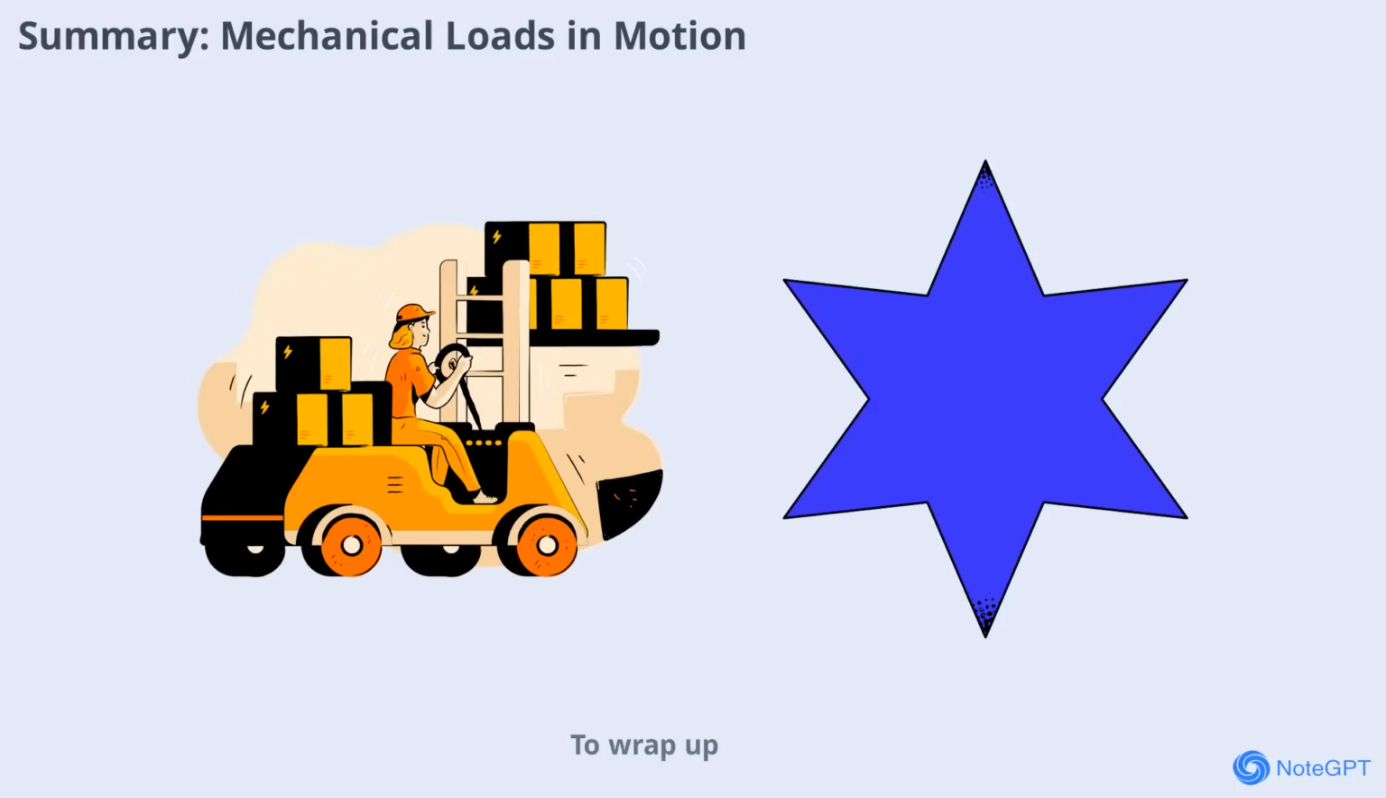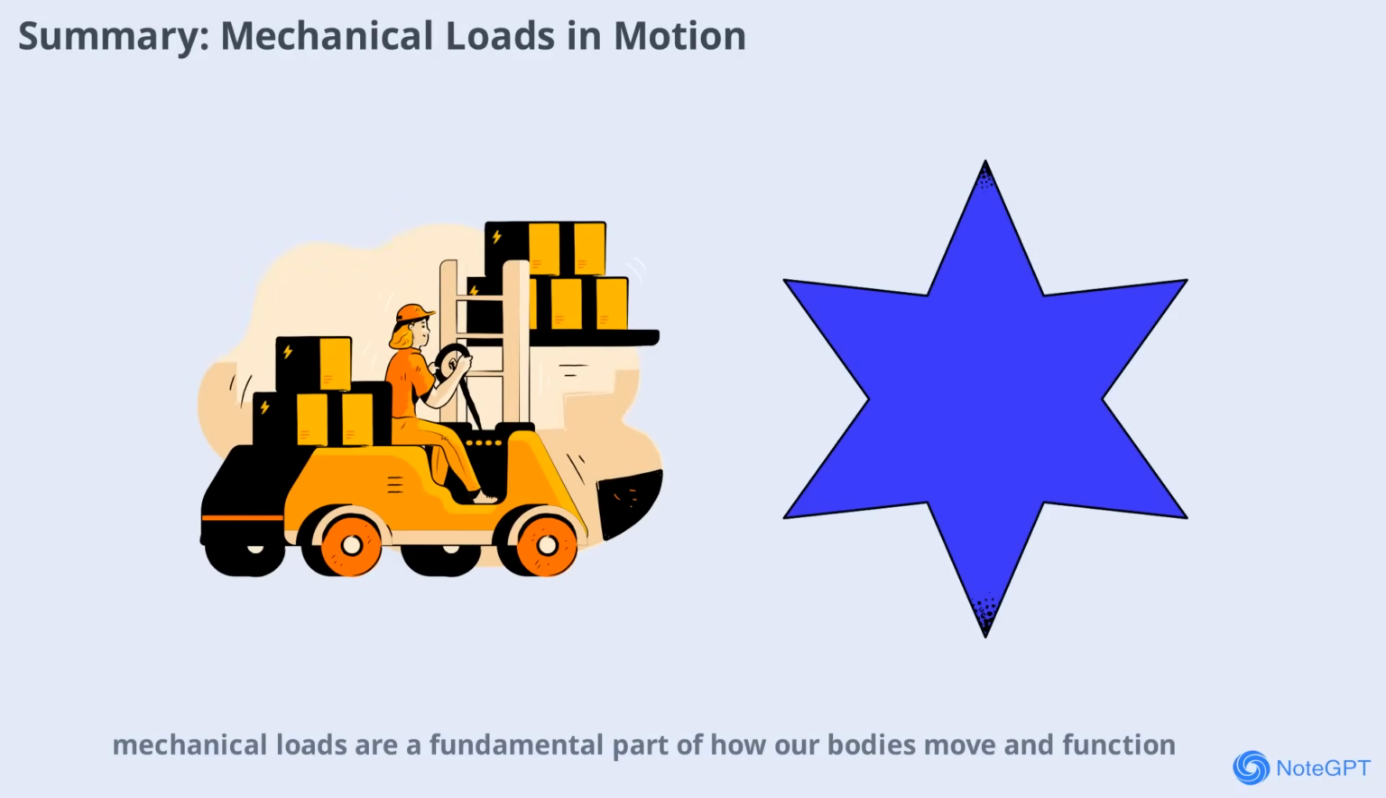To wrap up: mechanical loads are a fundamental part of how our bodies move and function. From compression and tension to shear, bending, torsion, and combined loading, each type of force plays a unique role in shaping our movement and maintaining our structural integrity.